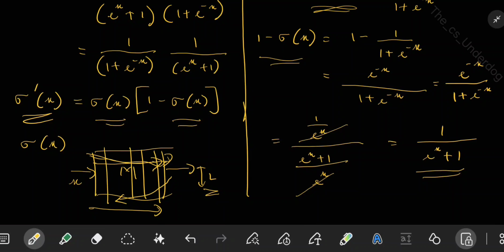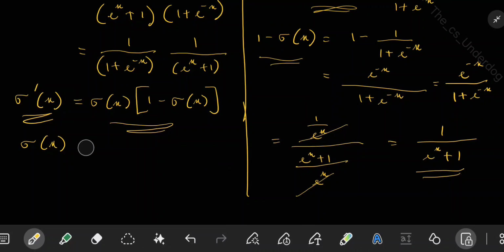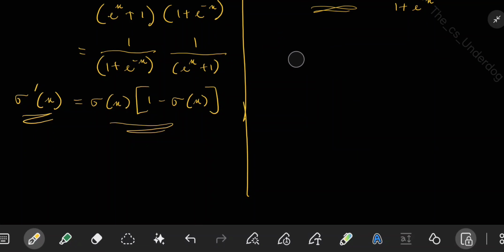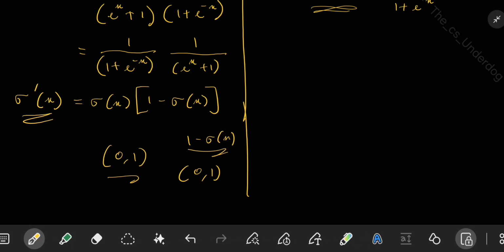Next thing, derivative you understood is sigmoid of x into 1 minus sigmoid of x. What does this tell you? When I say this derivative is like this, that means you know sigmoid of x is already a value between 0 and 1. Then 1 minus sigmoid of x will also be a value between 0 and 1. If that is the scenario, then what can be the maximum value of this derivative and what can be the minimum value? Just think about this.